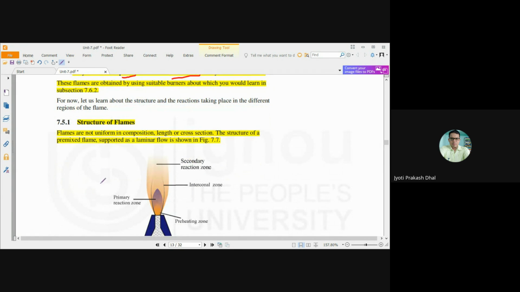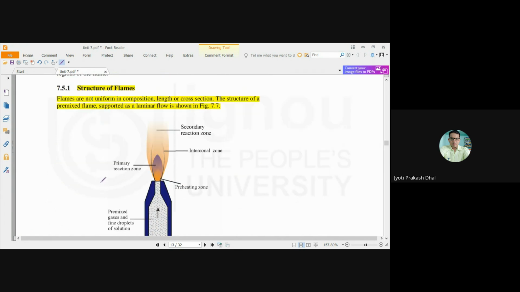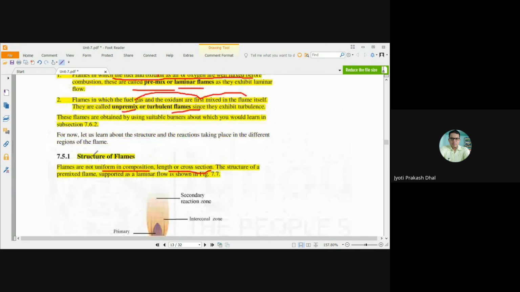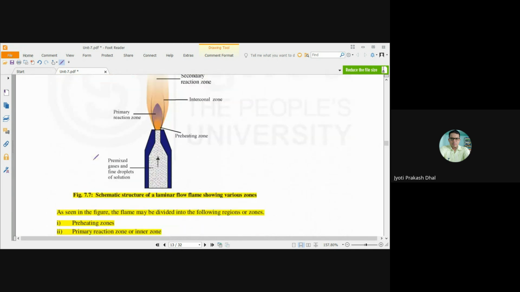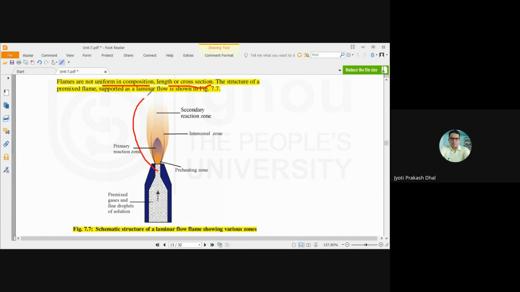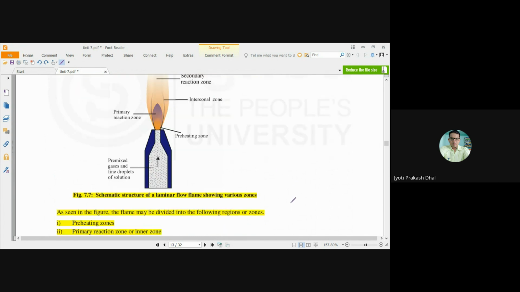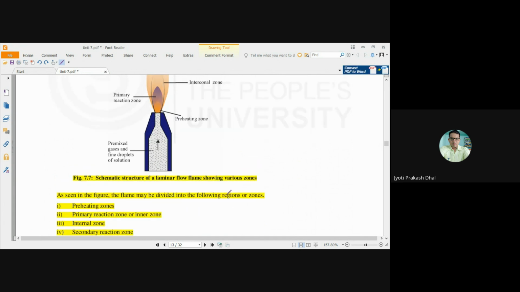Now coming to the structure of the flame. The flame contains two different zones, the primary reaction zone and the secondary reaction zone. Flames are not uniform in combustion, length or cross section. The structure of a premix or laminar flame is given here. So this is the structure of a laminar flame, and it contains different zones.